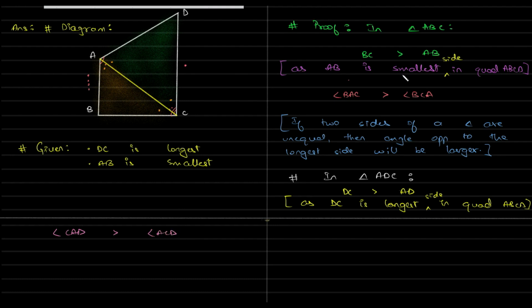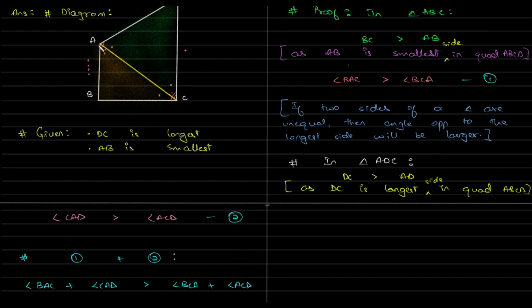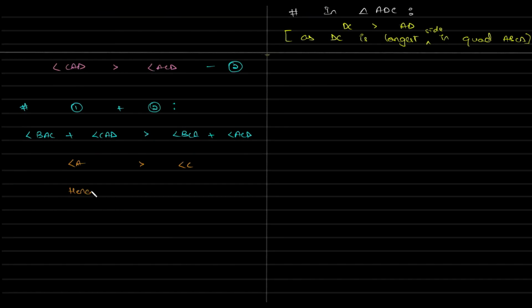If you have watched a few other videos wherein I talked of inequalities, you can clearly add 1 and 2, as we have the same sign, the greater than symbol. So if I add equation 1 and equation 2, we have angle BAC plus angle CAD, which is greater than angle BCA plus angle ACD. BAC plus CAD is angle A, which is greater than angle C. So that's it, hence proved.